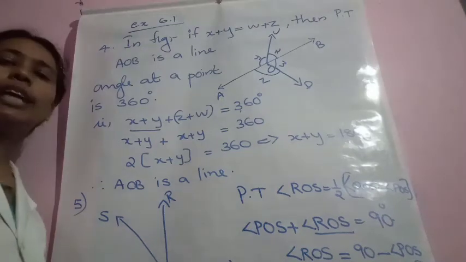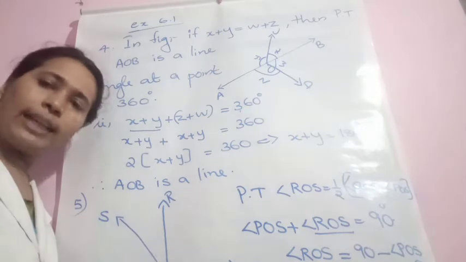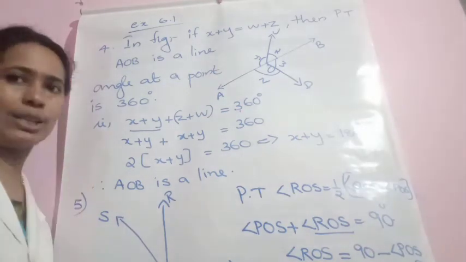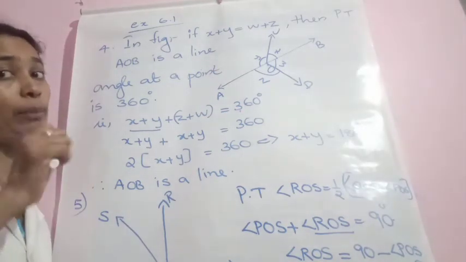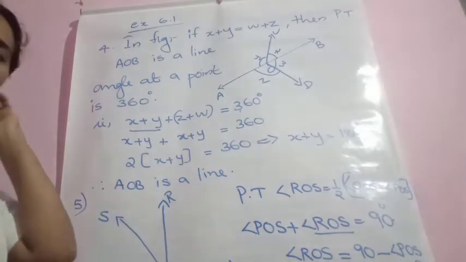Last class we started lines and angles. From the first exercise we have completed 3 questions, isn't it? Let us continue with the 3 more questions remaining in that exercise. So let us continue with our fourth question today.